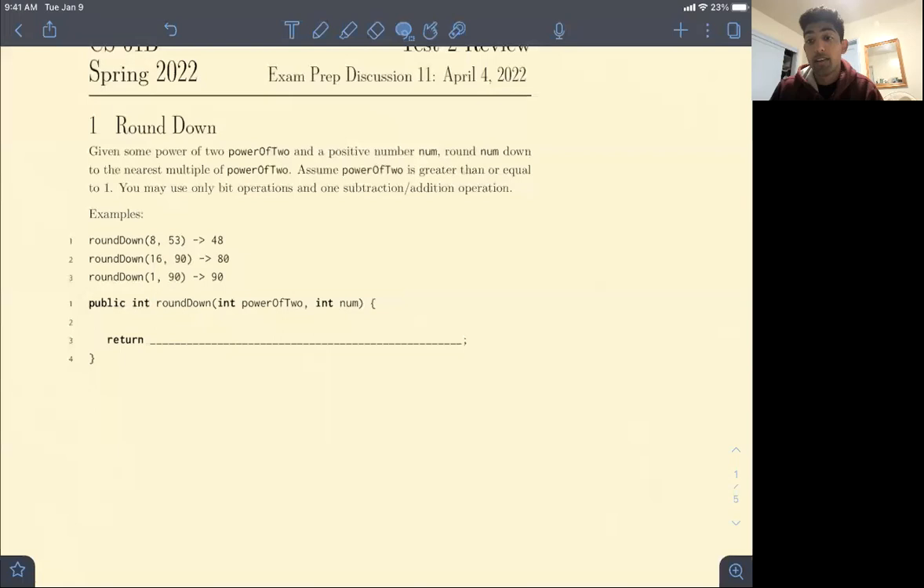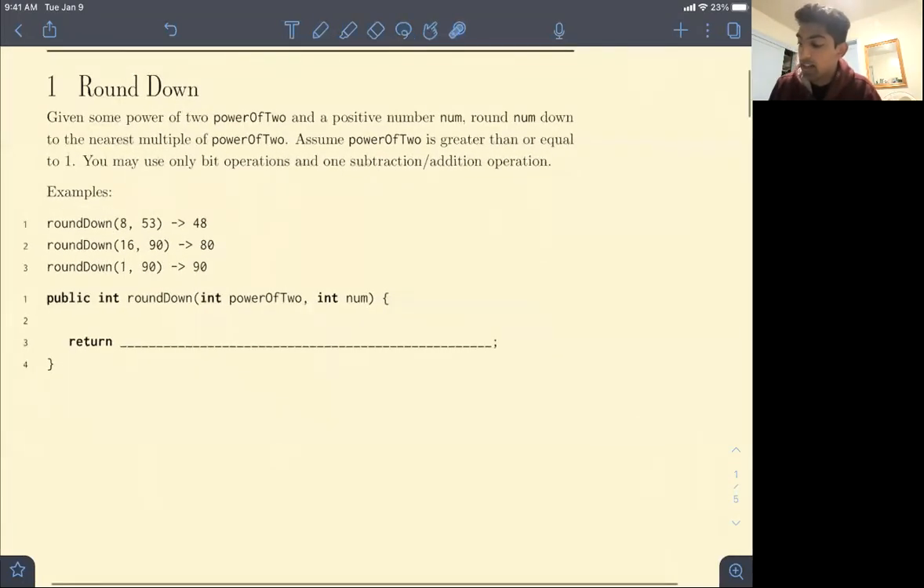This is going to be a video walkthrough of the exam prep problem round down. So the problem reads that we're given some power of 2, and we're given a positive number num. And what we want to do is round num down to the nearest multiple of power of 2. So we can assume that power of 2 is greater than or equal to 1, and we are only allowed to use bit operations and one subtraction/addition operation, right?